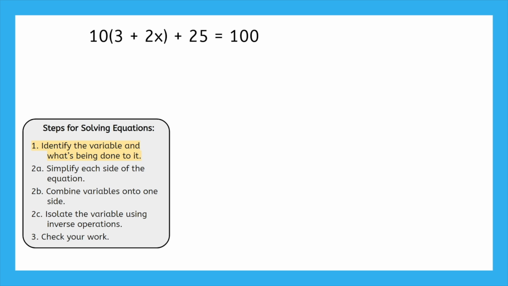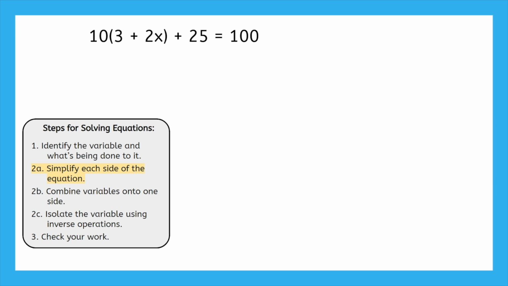First up, what's happening to the variable? Well, the x is being multiplied by 2, but it's also within the set of parentheses being added with 3 and multiplied by 10. And there's plus 25. Whew, that's a lot. Seems like it'd be easier to figure that out if we simplified things, huh? And what do you know? That's step 2A in our checklist. So we'll simplify the left side of the equation by distributing and combining like terms.